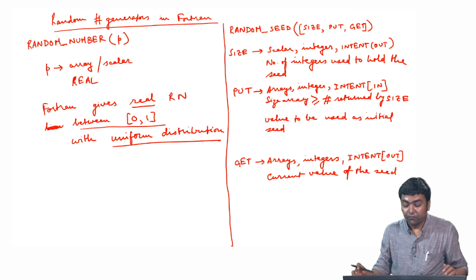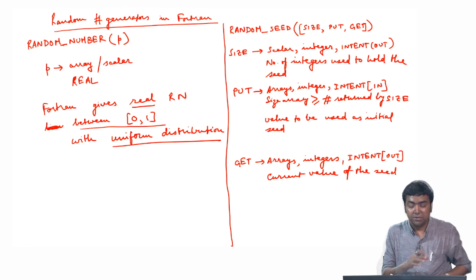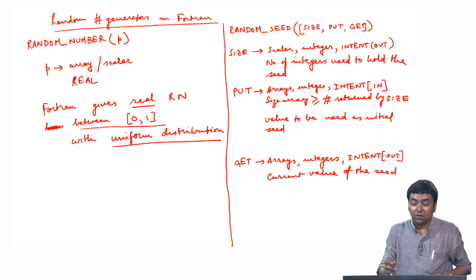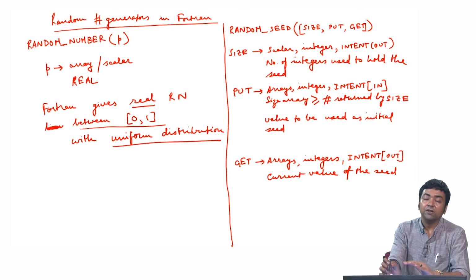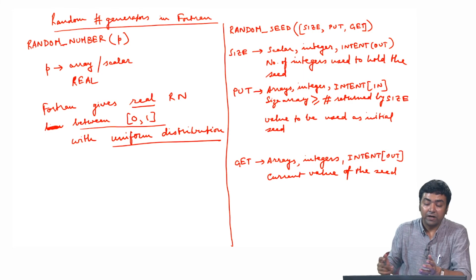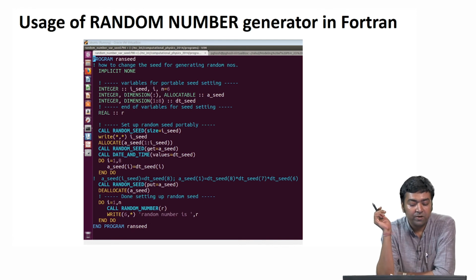So, now we will see an example of how these are called in a general program. We will also see the importance of this random_seed variable, and how using it you can control or change the series of random numbers which you get. So, here is how a typical program will look.